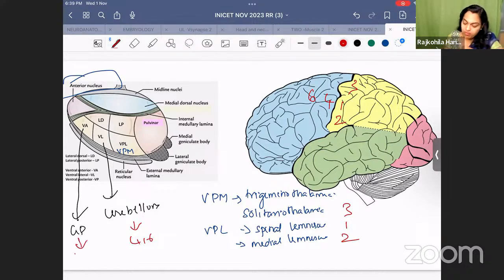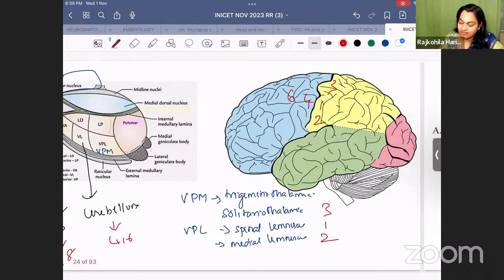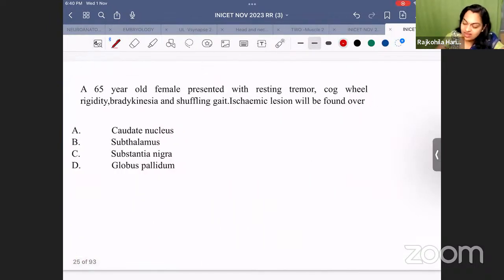Excuse and project to premotor and frontal eye field. Okay, so these are all important connections which have been asked over the previous years and have a higher chance of being repeated. Okay, it's easy. This question you can do it with me.